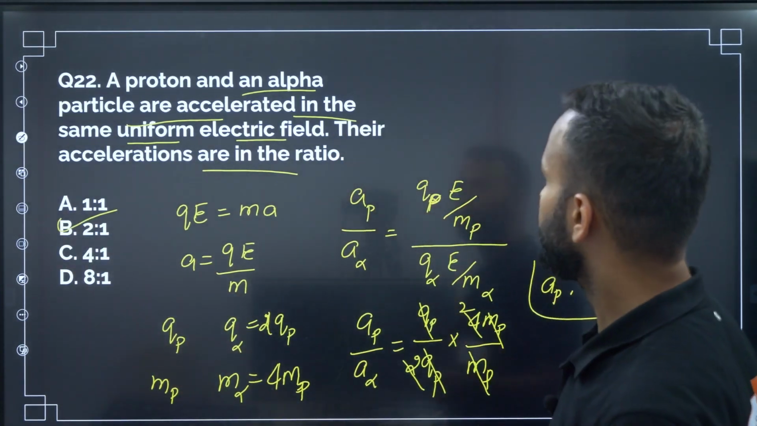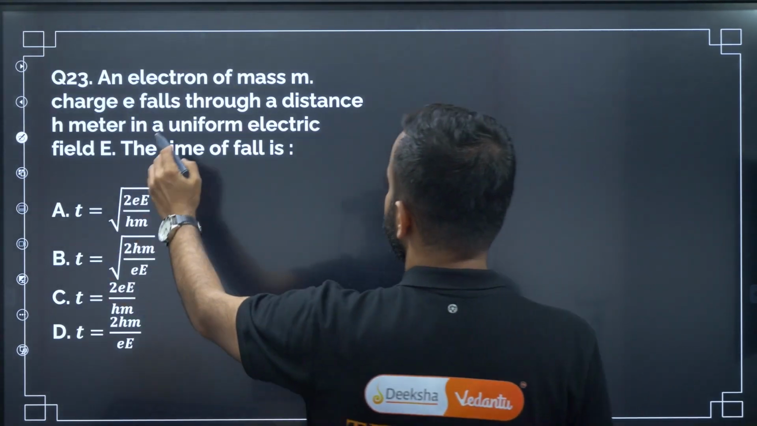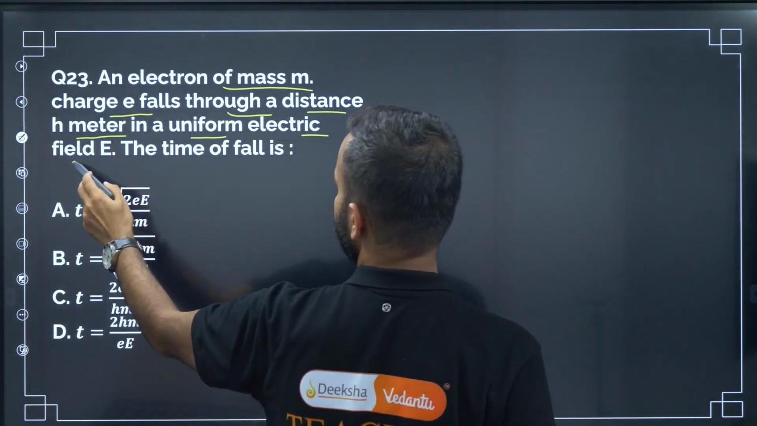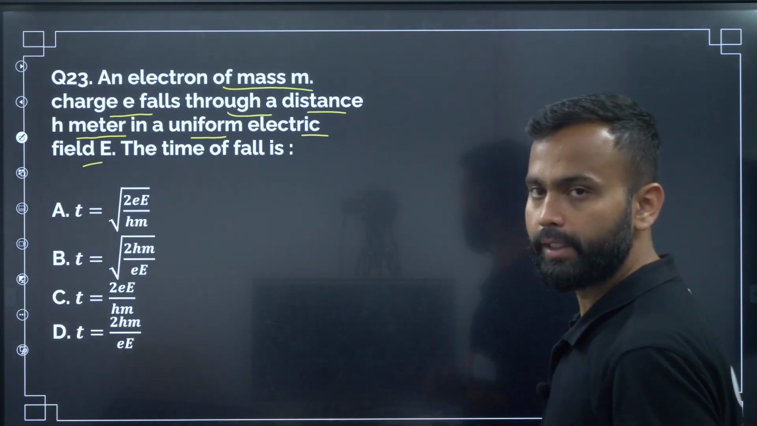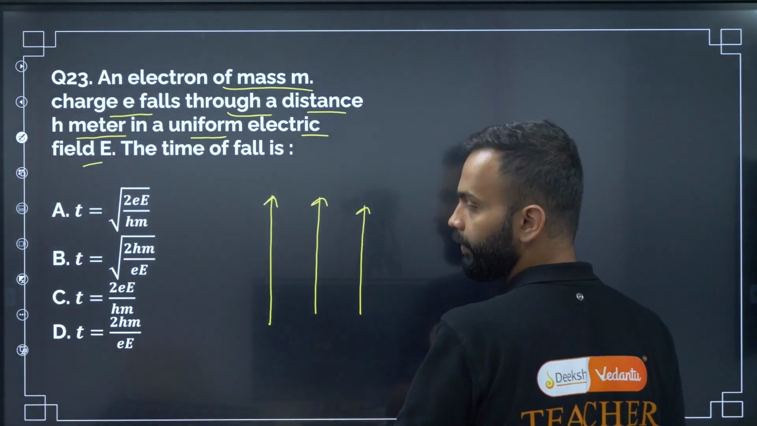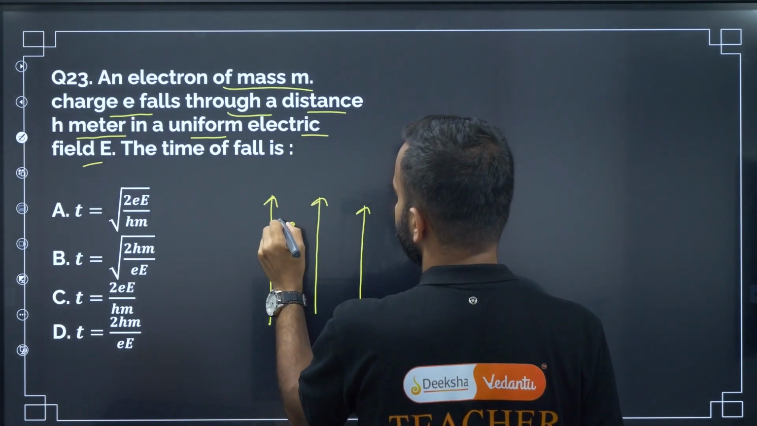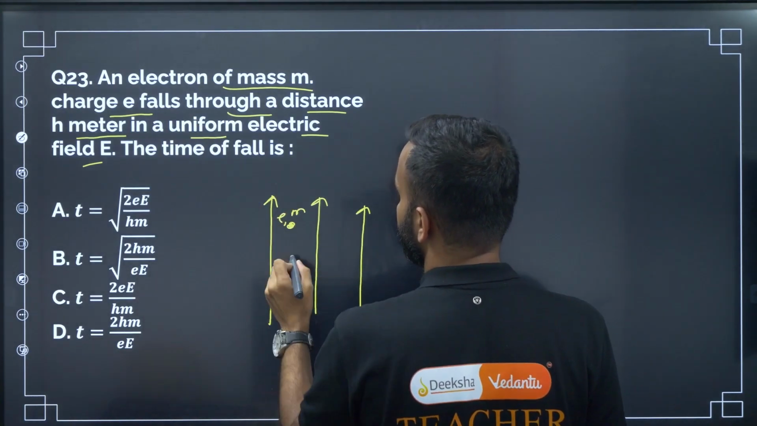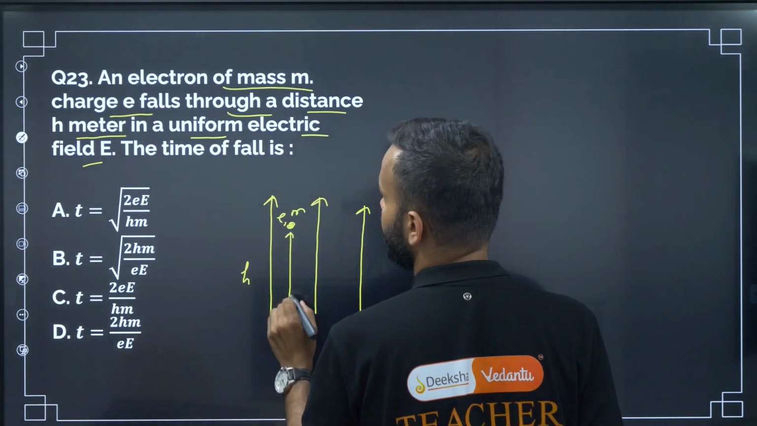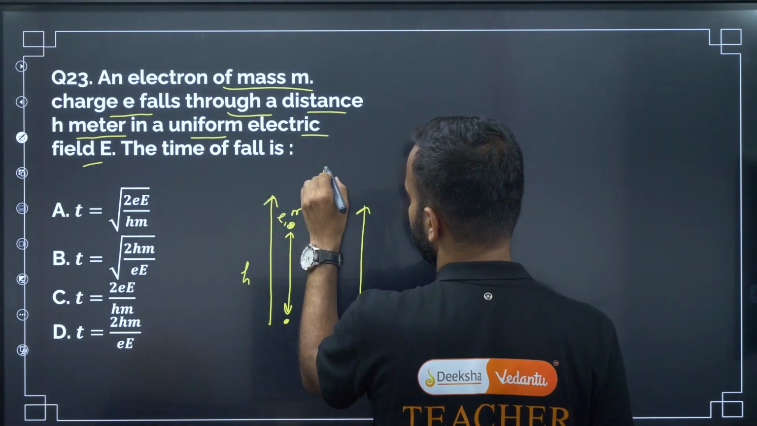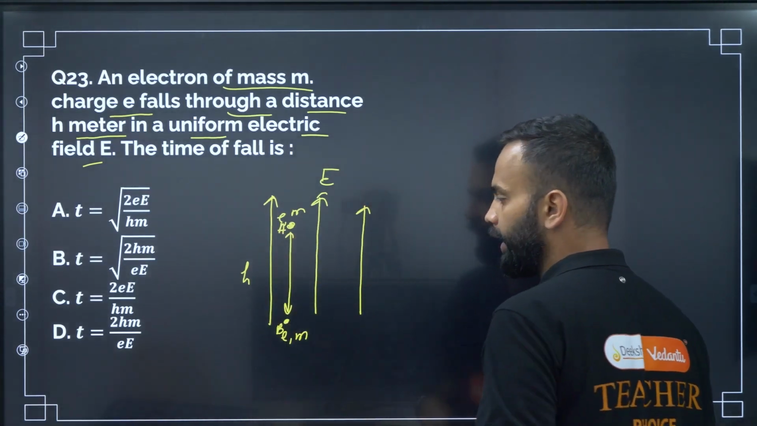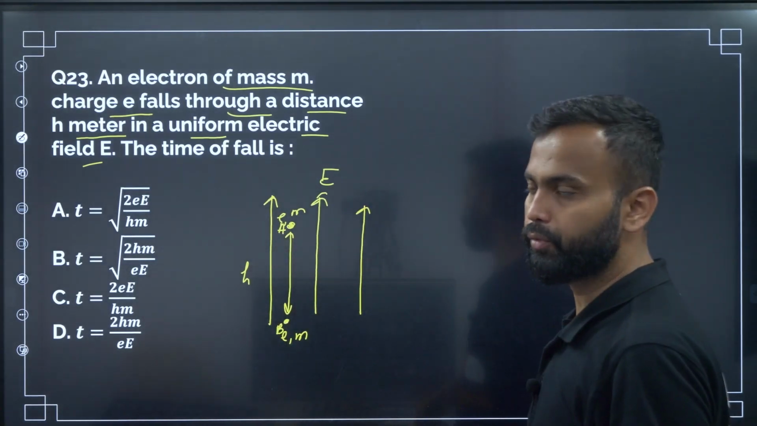Next question, question number 23. An electron of mass m, charge e, falls through a distance h meter in a uniform electric field E. The time of fall is? This is the direction of the electric field. The electron falls through a distance h in a uniform electric field. This is point A and point B, and the distance between A and B is h. We need to find the time of fall.